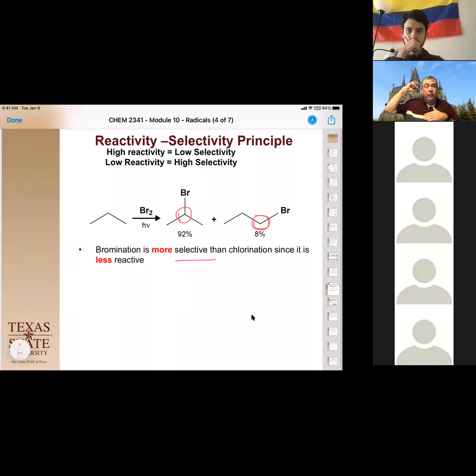So think about the fluorine being incredibly reactive and therefore very low selectivity. Bromine is very low reactivity and has very high selectivity. So chlorine must be somewhere in between. And there's got to be a reason it gives a different product ratio.